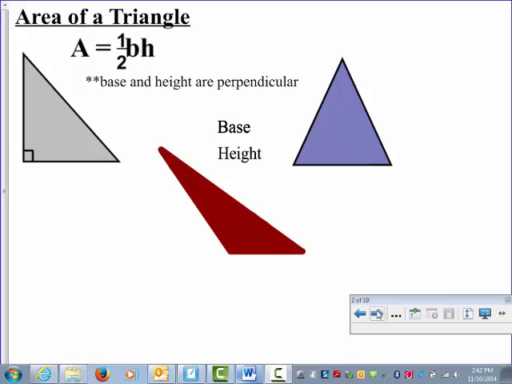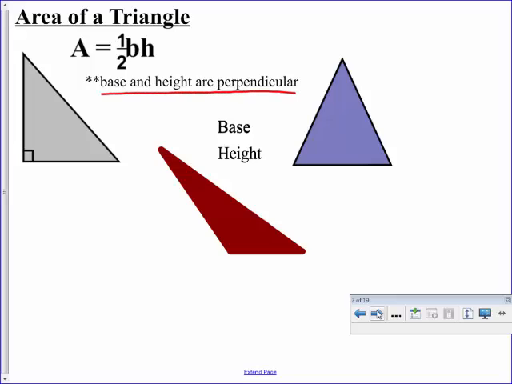Area equals 1/2 base times height. And I put a note up here that base and height are perpendicular, so we're looking for 90-degree angles. So you have your base and your height here on your 90-degree angles. But not every triangle is a right triangle.